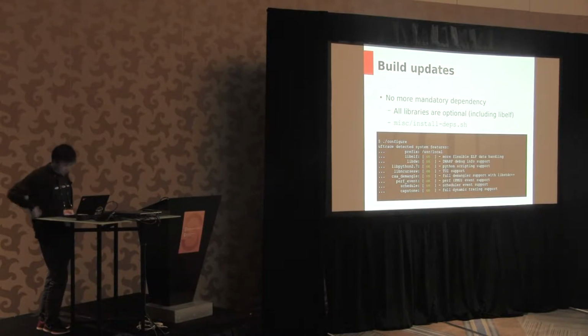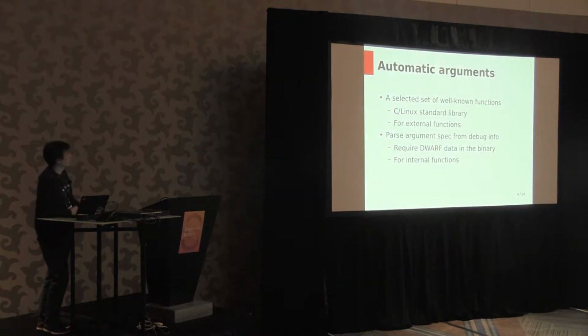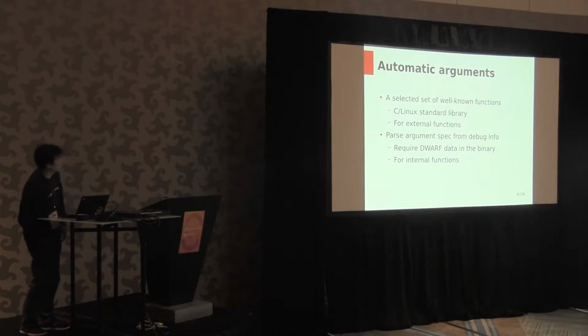But there's a simple build updates. There are a couple of external library dependencies, but now it can build without any of it. So let's call them optional dependencies, but with reduced functionality. And there's automatic arguments updates.